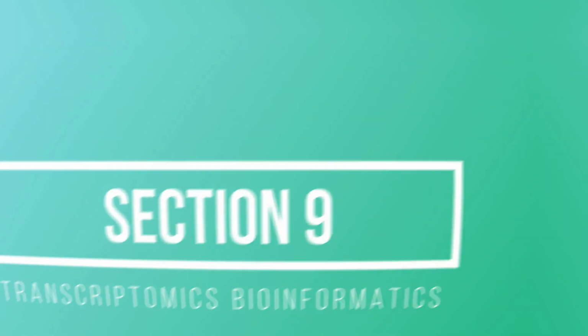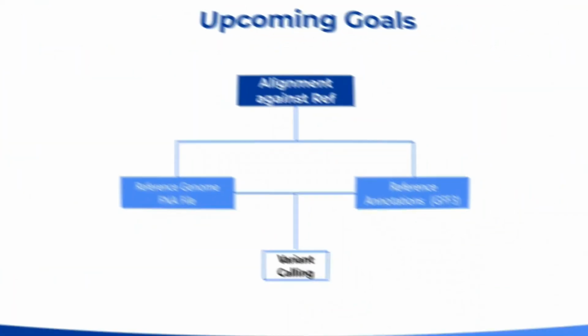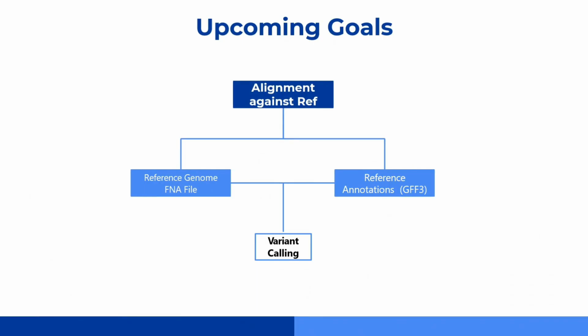So now that we are done with the quality control and quality trimming process, alignment is the next step. We are going to align against the reference genome, for which we need an FNA file, and then we need a reference annotation file, which is a GFF3 file or a GTF file. After that, we are going to combine all this, and then we're going to call some variants in it.